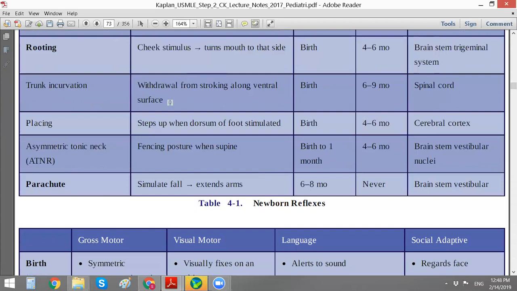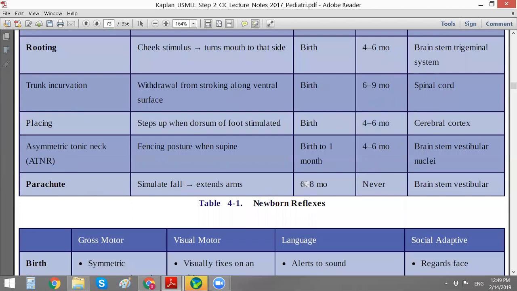Then we have trunk incurvation: withdrawal from stroking along the ventral surface, at birth, spinal cord, until 6 to 9 months. Placing is stepping up when the dorsum of the foot is stimulated. This also disappears by 4 to 6 months; it is cerebral cortex. Asymmetric tonic neck disappears at 4 to 6 months. Everything disappears at 4 to 6 months except the parachute, where the person extends their arms.